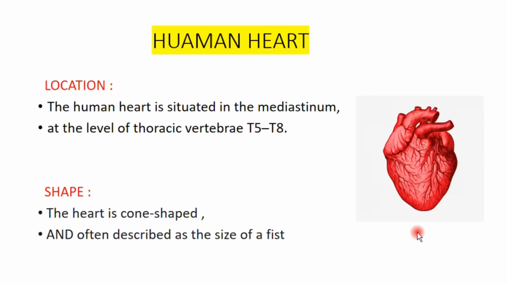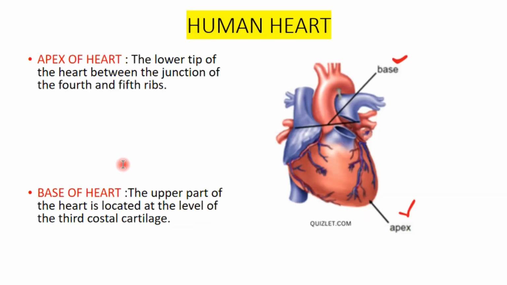The human heart is situated in the mediastinum at the level of thoracic vertebrae T5 to T8. The heart is cone-shaped and often described as the size of a fist. The lower part of the heart is called the apex, located between the fourth and fifth ribs. The pointed apex is formed by the tip of the left ventricle and rests on the diaphragm.